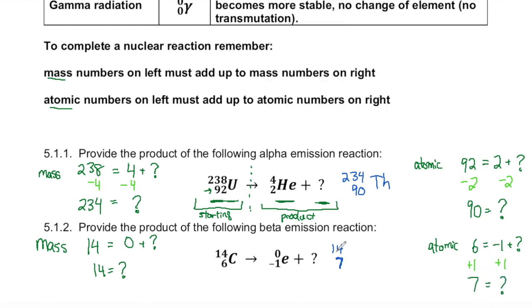We can double check that. We have 6 on the left, -1 and 7 on the right. -1 and 7 add up to 6. So we have the left and the right side being equal. When we look on our periodic table, the element with atomic number 7 is nitrogen. So when carbon-14 decays through beta emission, it produces an atom of nitrogen.